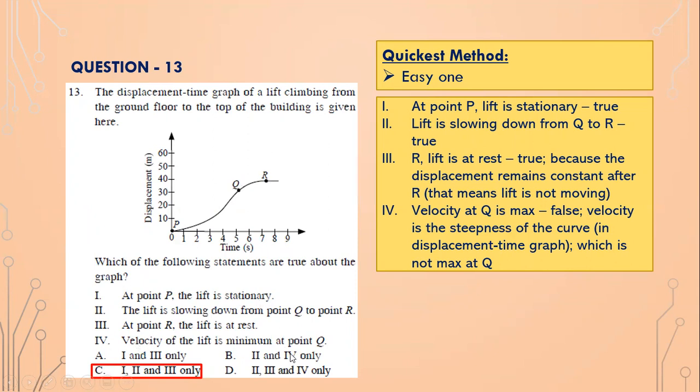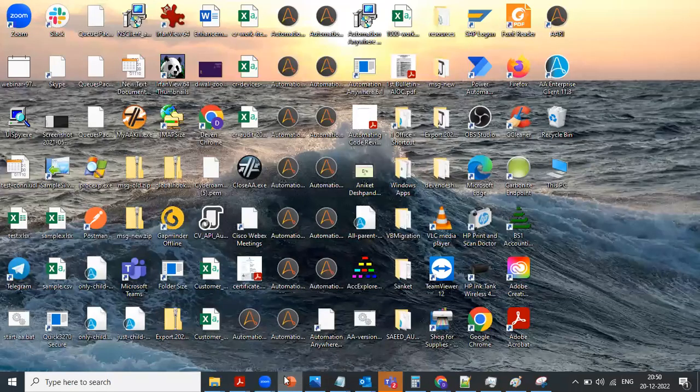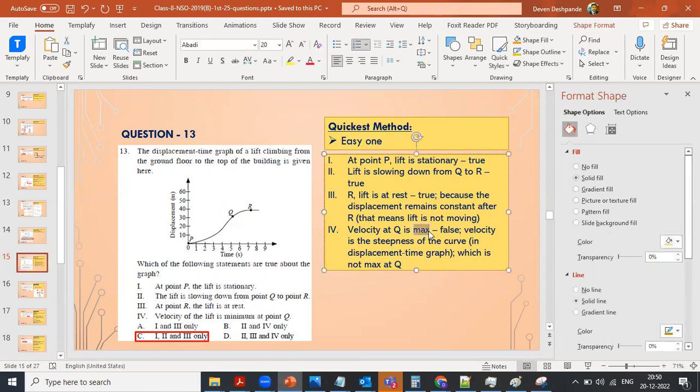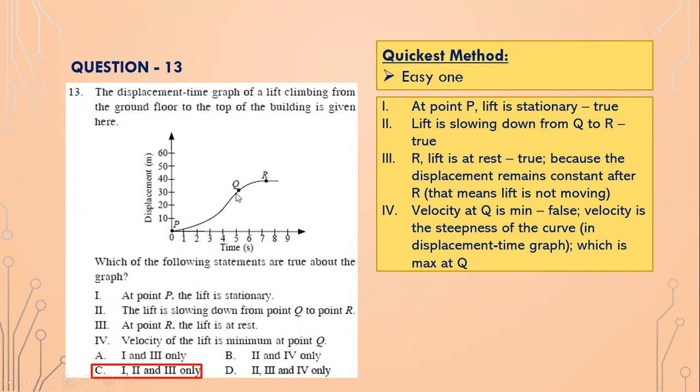Velocity of the lift is minimum at point Q. Okay, the velocity of the lift is minimum at point Q, which is false, isn't it? The velocity of the lift is not minimum at point Q. The velocity at Q is maximum, minimum is false. Because you have to find the steepness at Q. At Q, the lift is at maximum velocity.